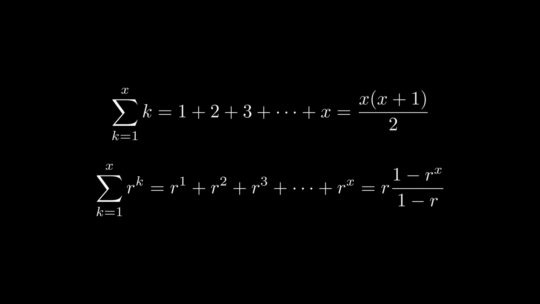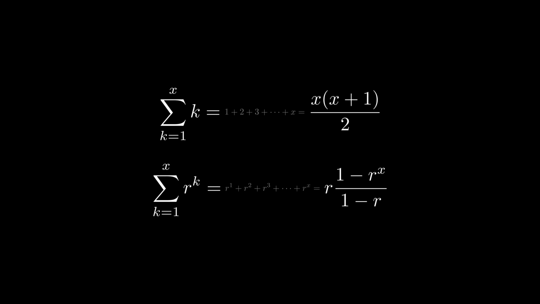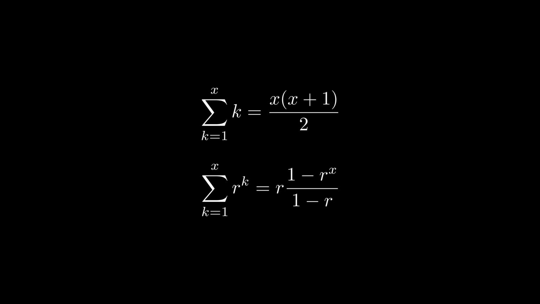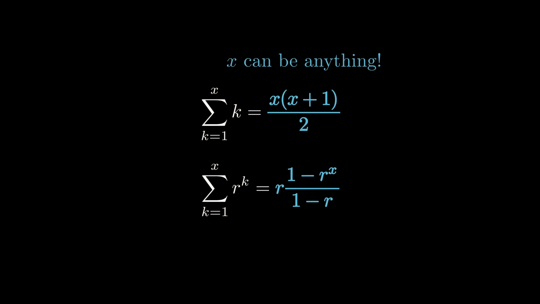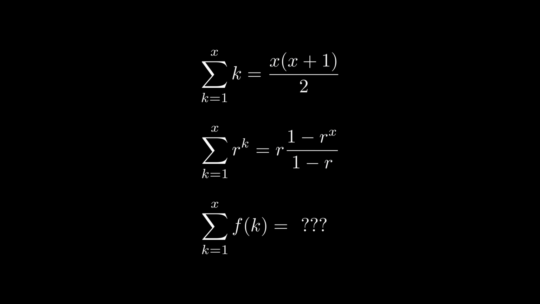But what caught my attention about these wasn't just their simplicity or their clever derivations. Rather, it was the fact that they extend the domain of the sum. See, summation is a fundamentally discrete operation. The original expressions don't make any sense unless x is a whole number. But with these new formulas on the right, you can plug in 1/2, pi, or even i, and you'll get an answer. So I wondered, is there a way to extend the domain of any sum?